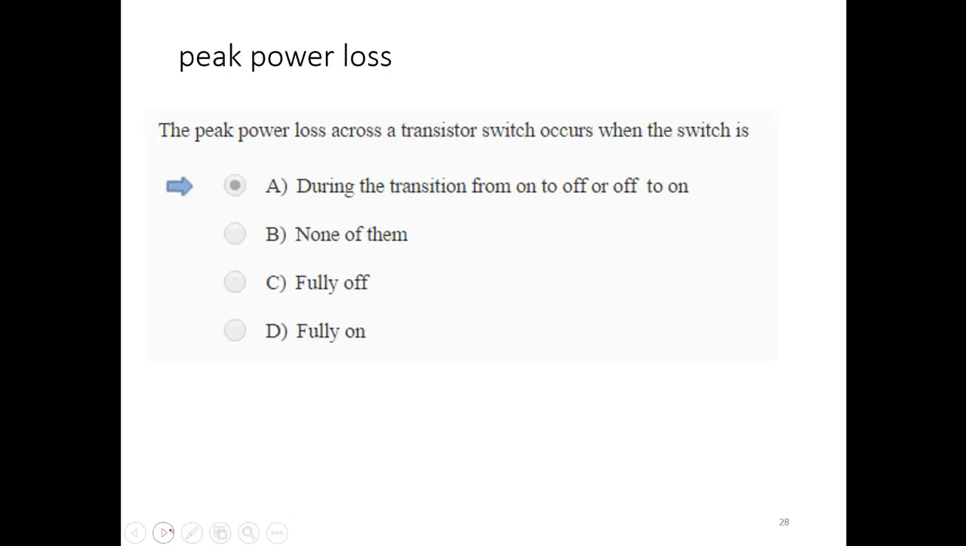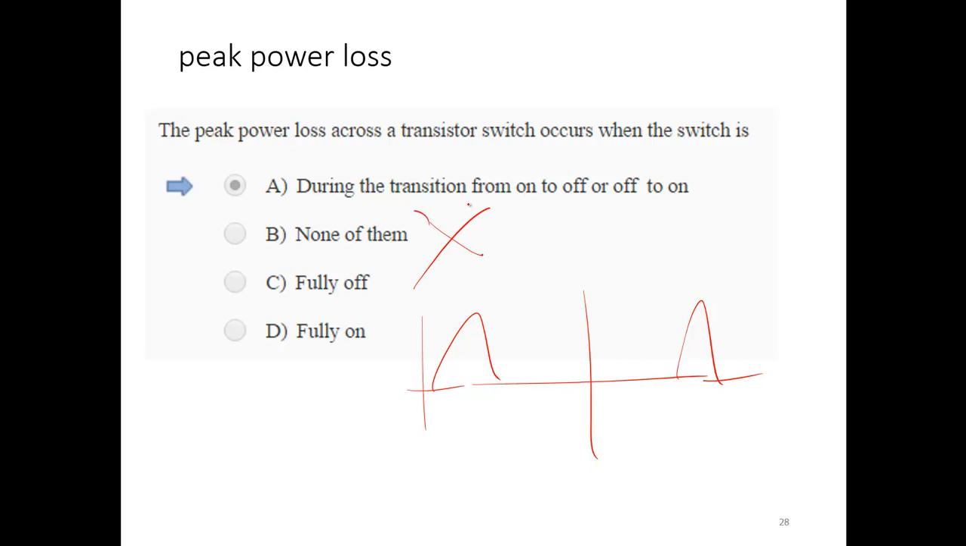Peak power loss. The peak power loss tends to occur in the switch when? During the transition time, as we mentioned before, when it is going from on to off. During the transition, the voltage is falling and the current is rising. This is the voltage, this is the current. The V by I product becomes maximum when they are somewhere in the middle. That's why during the transition time, the peak power happens.